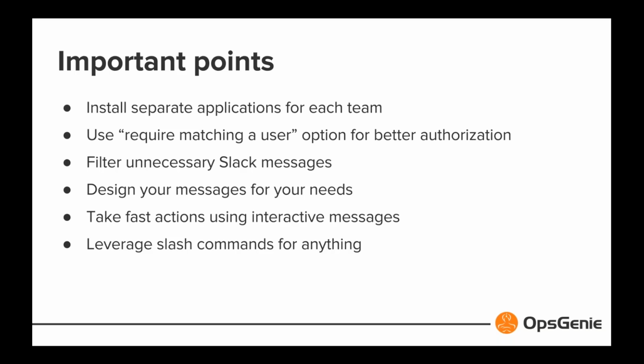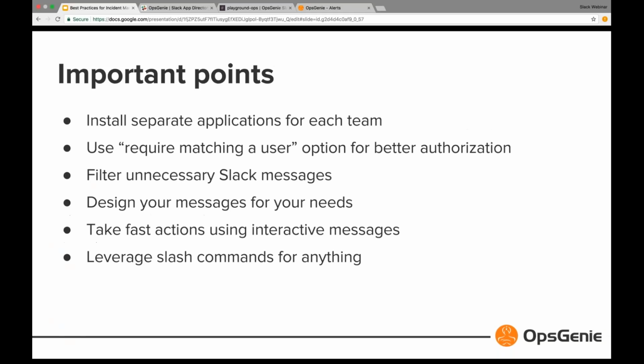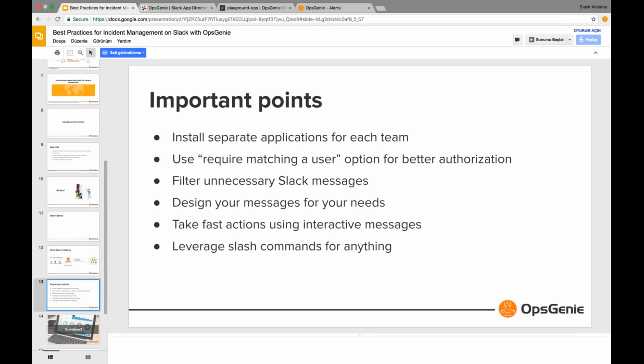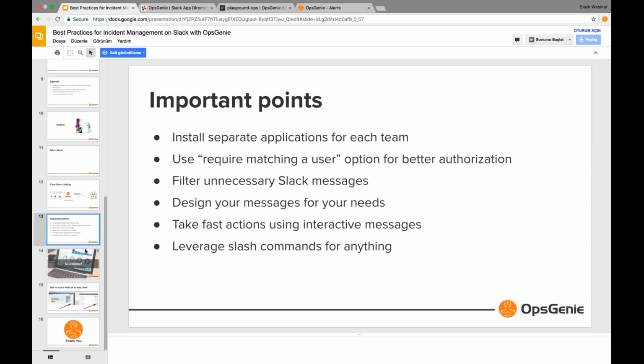And for anything else, like learning who is on call, enabling or disabling integrations, listing all your open alerts, connecting your account in Opsgenie, or basically creating an alert from Slack, you can leverage slash commands. So that's all from my side, Darren. If you have any questions for me, I will be glad to answer them.